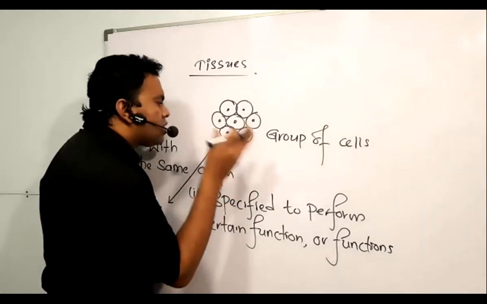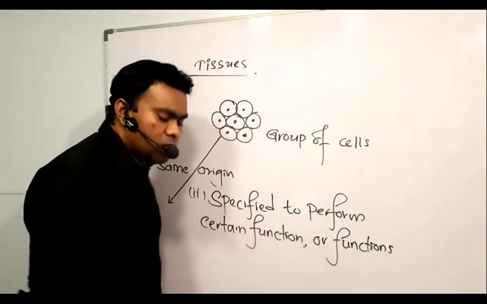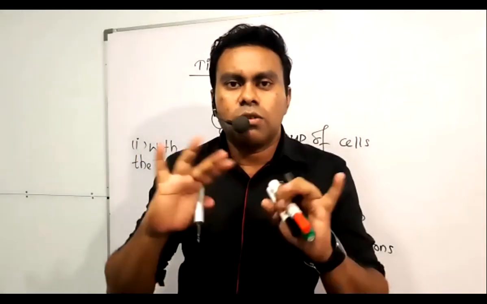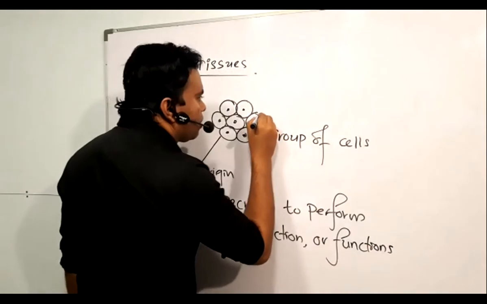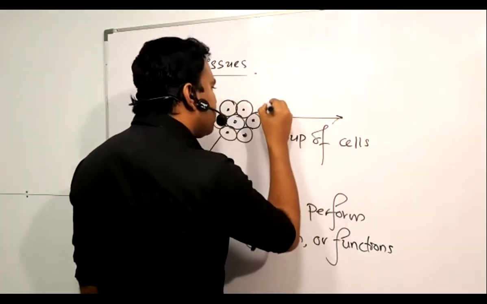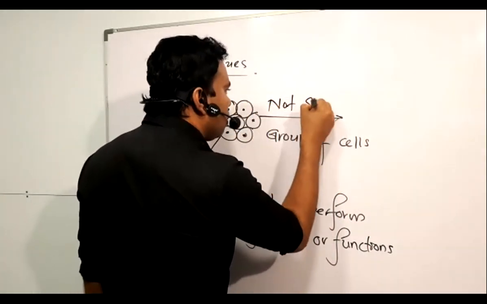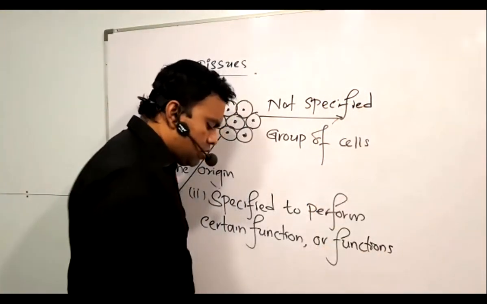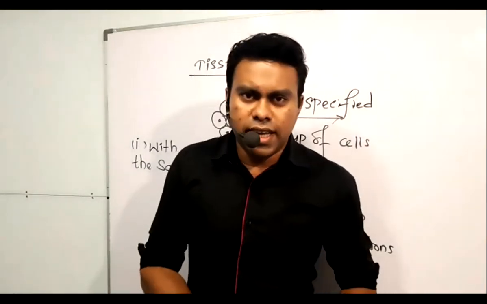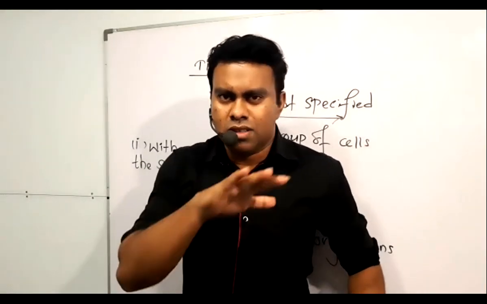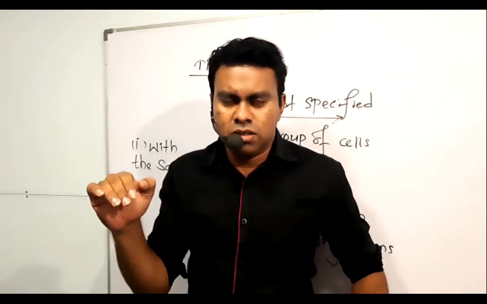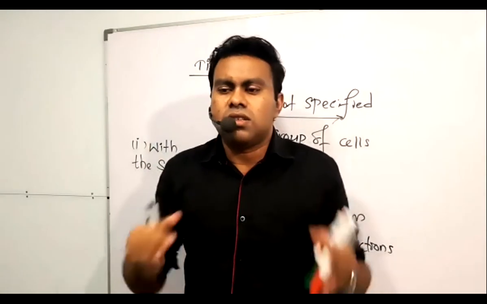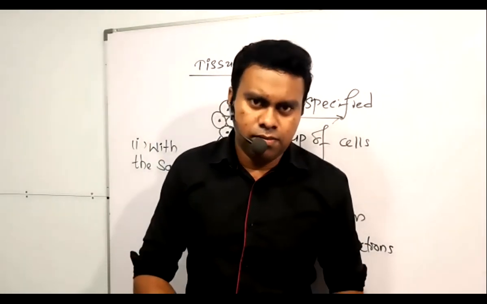But we can see some examples in this living world. There are collections of cells, groups of cells, but not specified. They are not specified as the root system, stem, leaves, or fruits. They are just a collection of cells.